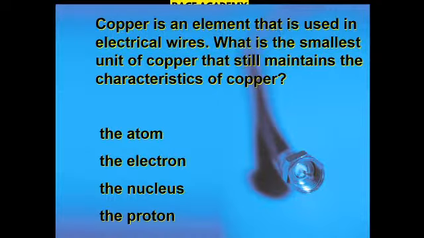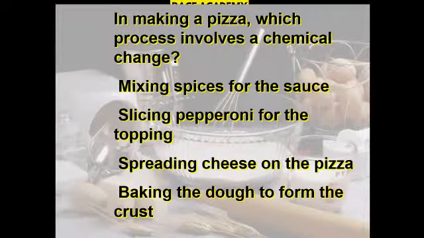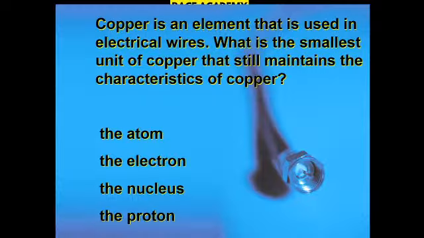If you take copper as an element that is used in electrical wires, what is the smallest unit of copper that still maintains the characteristics of copper? Maybe atoms, electron, the nucleus, or the proton. Copper is an element. Copper contains atoms. An element contains atoms, which contain electrons, neutrons, nucleus, and protons.